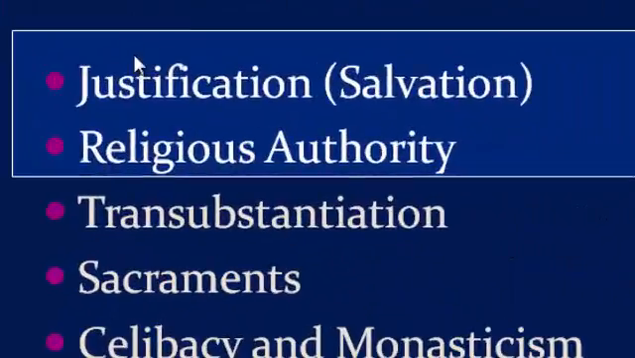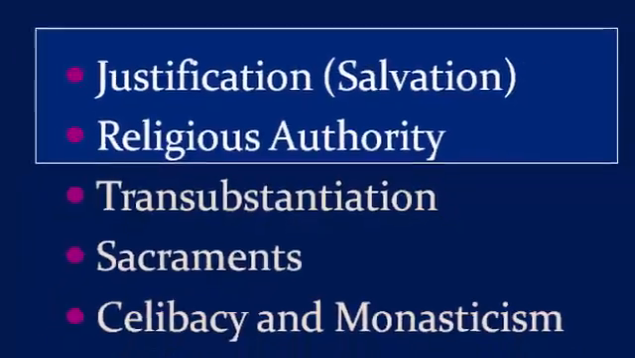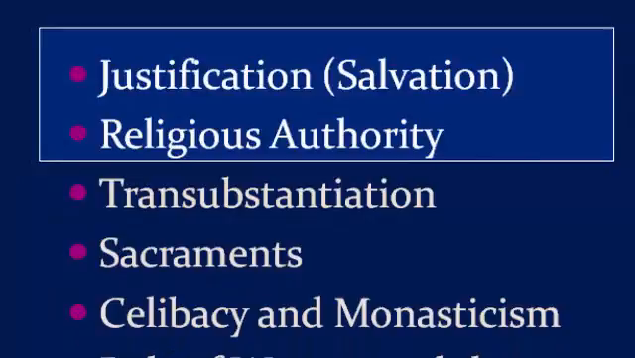As you see here, justification, that's the term that means salvation, and religious authority. Those two are the key points for his movement. But all the others that you see on the screen, transubstantiation, the concepts of the sacraments, the idea of celibacy, all those are also changes that Martin Luther slowly developed, and so his new church was going to be different from the traditional church in all those points.